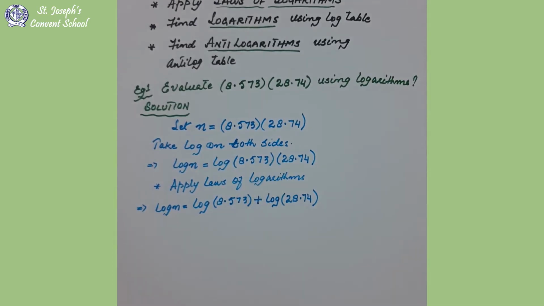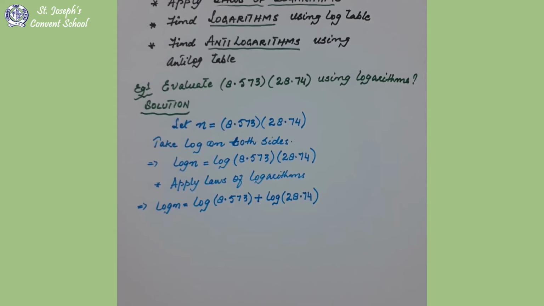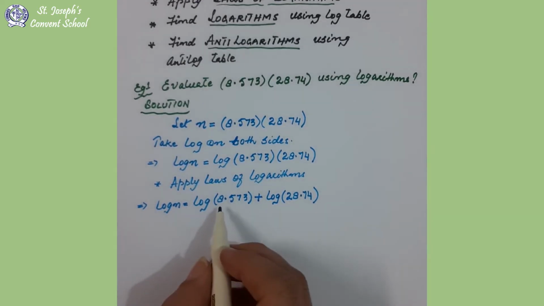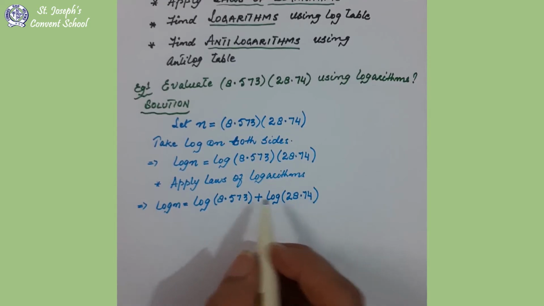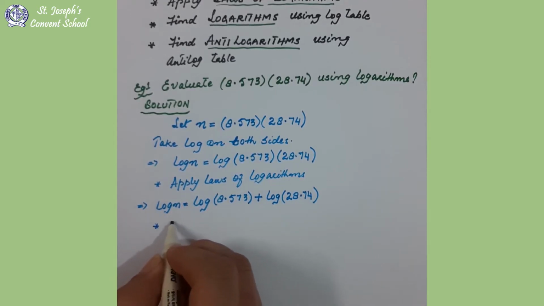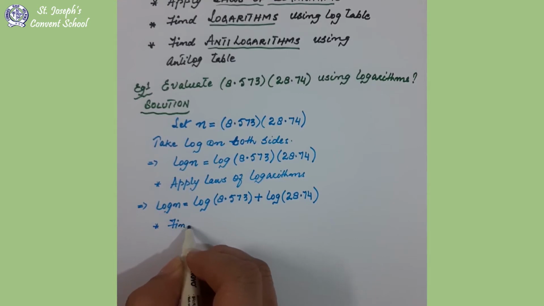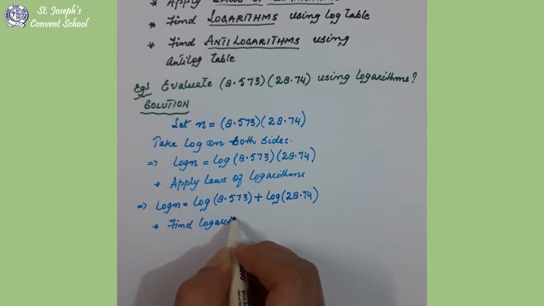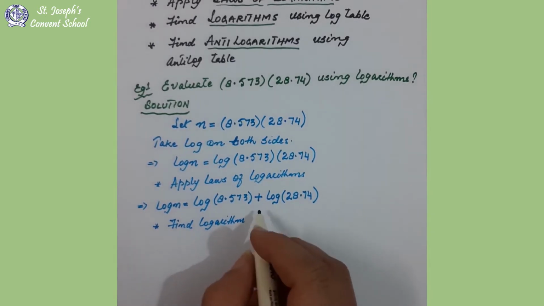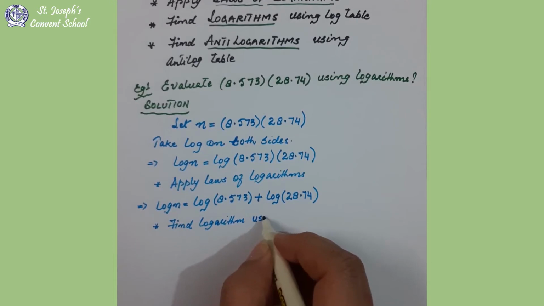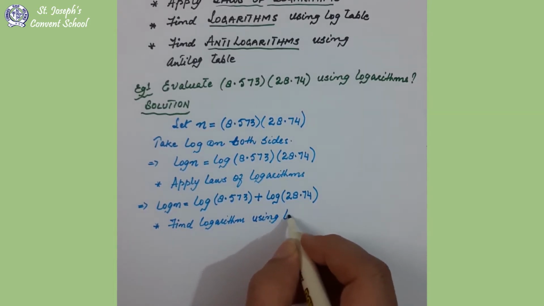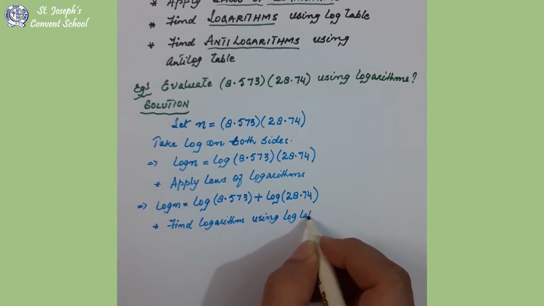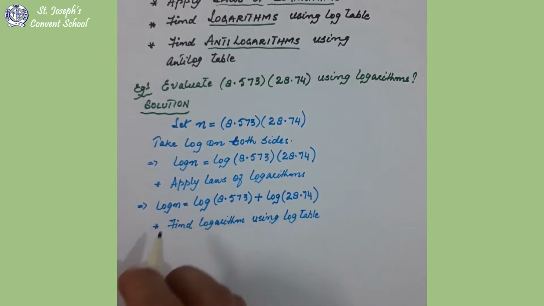So the first step we have applied: we have changed this product sign into a plus sign. Now after the first step, the second step is to find the log. We will find the log of this number and this number using the log table. With the help of the log table we will find the logarithm. This we have already done, how to find the log using the log table.